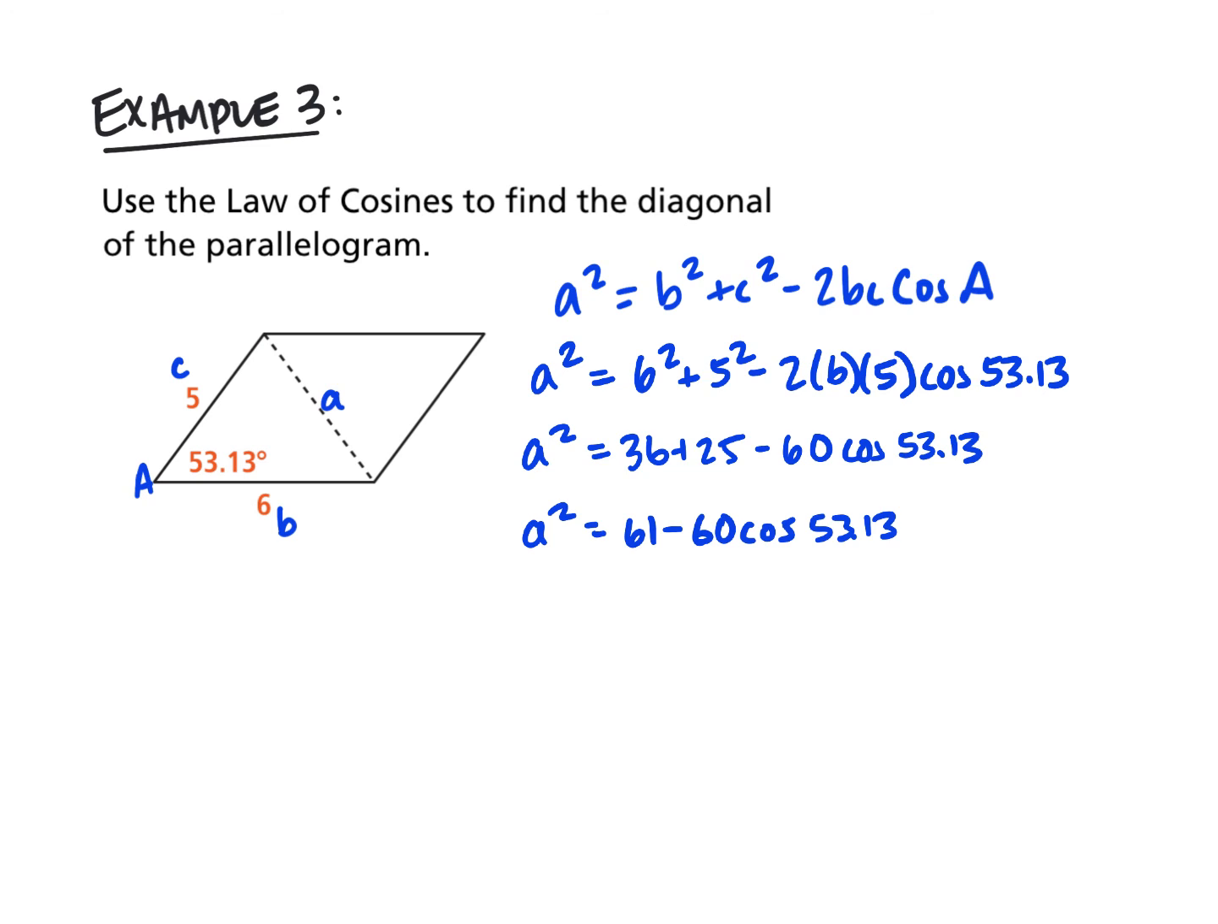53.13. And that's about where I grab my calculator and I type in 61 minus 60 cosine 53.13. And I have A squared is about equal to 25. It's 24.99991425. So I'll just round that to 25. So A is equal to the square root of 25, which is going to be 5. So the diagonal is 5 units long.